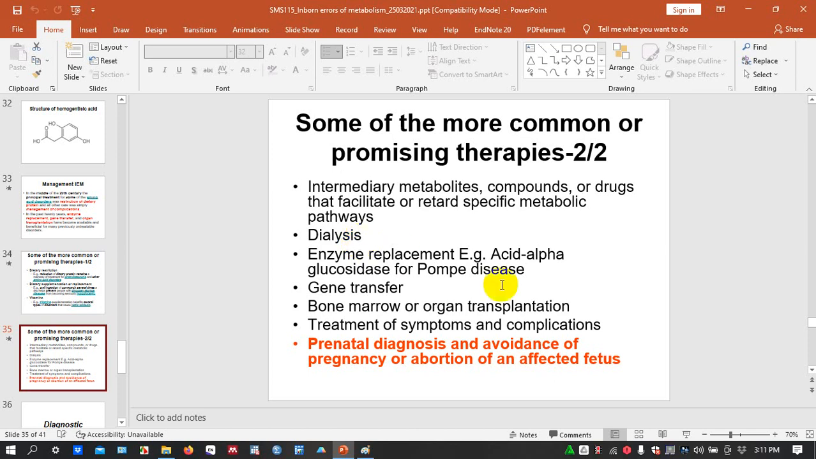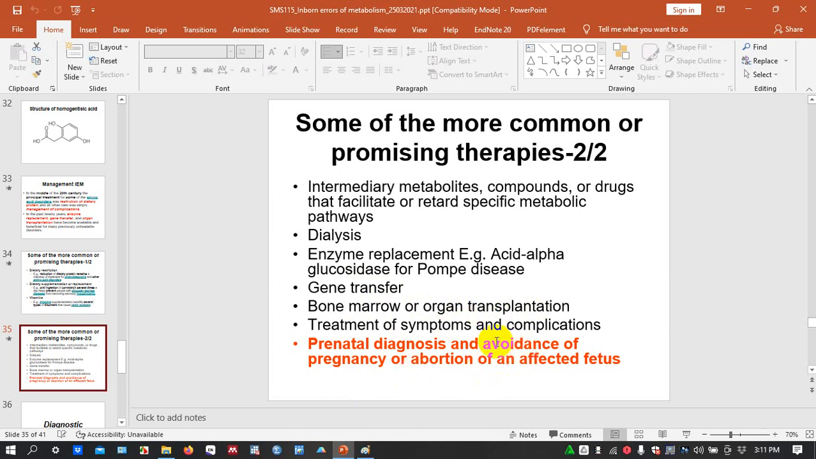So enzyme replacement, acid alpha glucosidase for Pompe disease, gene transfer, as I've already explained, bone marrow or organ transplantation, I've already explained. This happens in leukemia when the person is having cancer of the bone marrow. You replace it with that of somebody who does not have that condition and is dead. You go there and get the bone marrow and replace it.